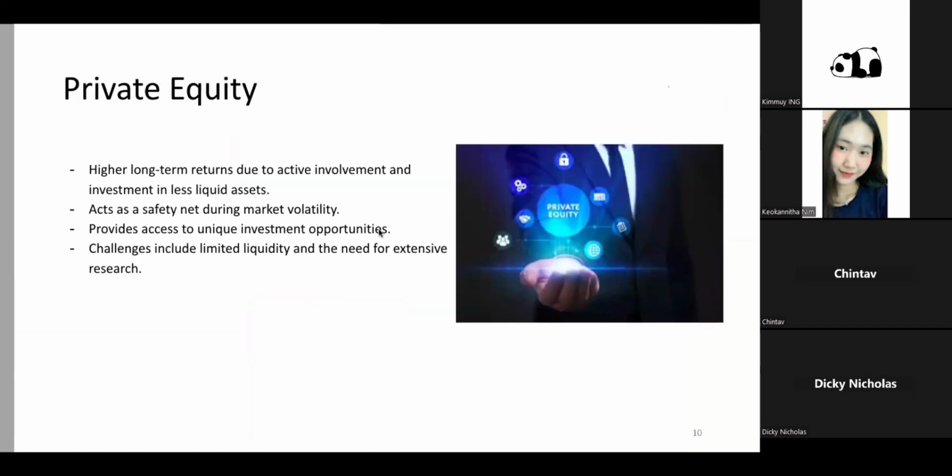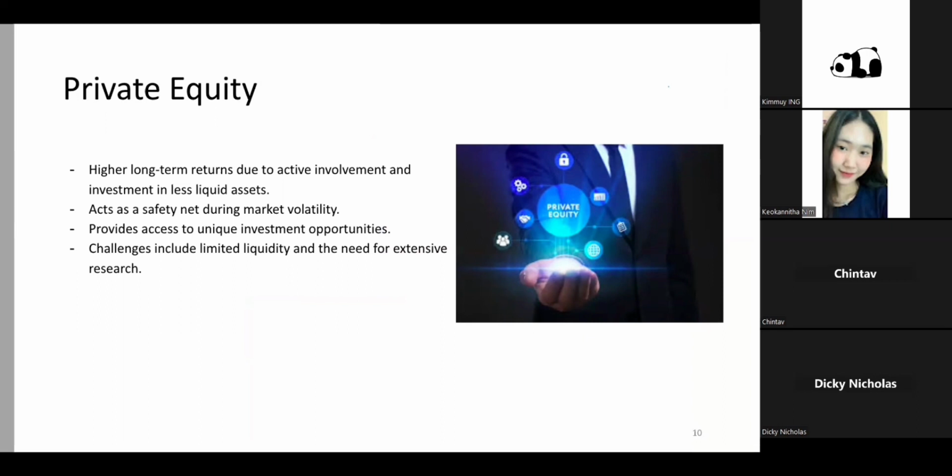Here is why I think private equity is a good idea. First, private equity can make us more money. Usually it does better than regular stocks in the long run. That's because we can help the companies we invest in do better. And there's a special bonus for investing in things that aren't easy to sell quickly.